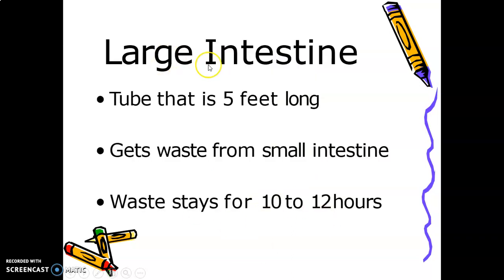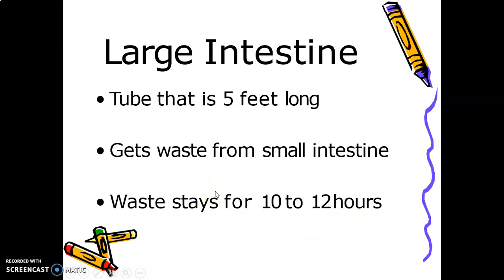So the large intestine is a tube that is almost 5 feet long. That's almost 1.5 meters. And it gets the waste from the small intestine. All of the food that was not digested or the undigested food goes to the large intestine. And the waste stays for almost 10 to 12 hours. And that's why you poop once every day almost.